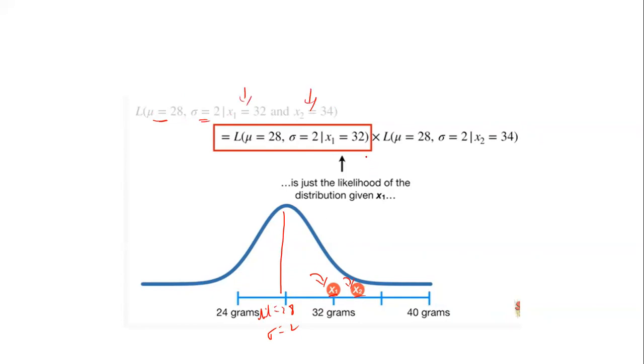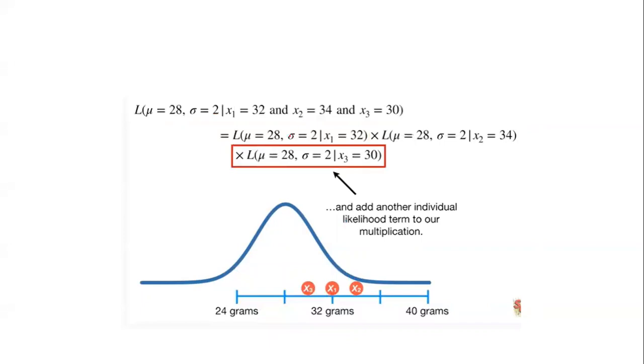Two points. So when you have two points, what you have to do is just multiply the two things. That's all. So it is the likelihood with mu 28 and sigma 2 and x1 32, into the likelihood with mu 28, sigma 2 and x2 34. So if you fit into this equation, this is for two data points. If it is three data points, then again let us assume initially mu 28 and sigma 2, x1 32, x2 34, x3 30. We are taking 3 points, 30, 32 and 34.